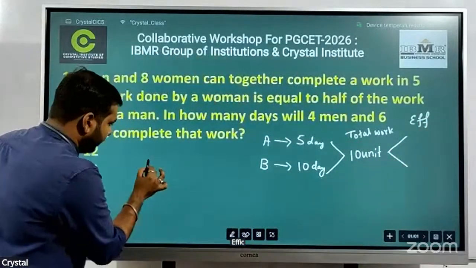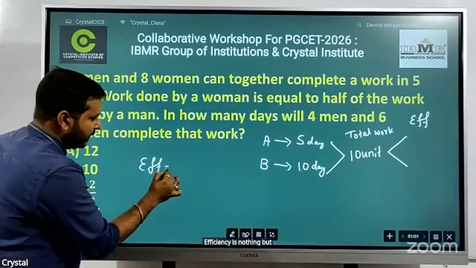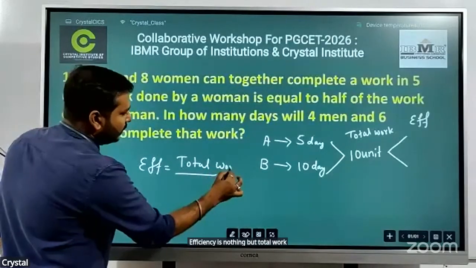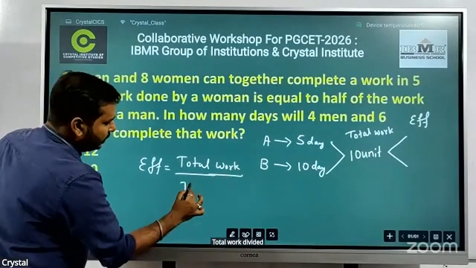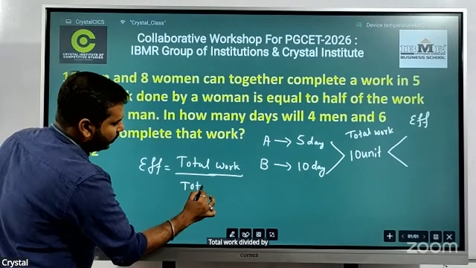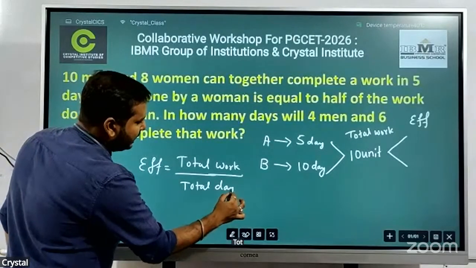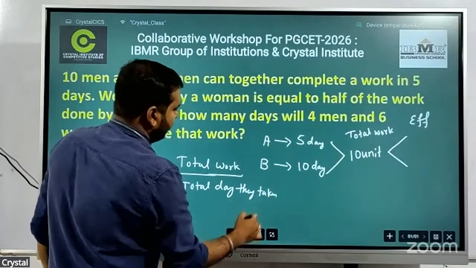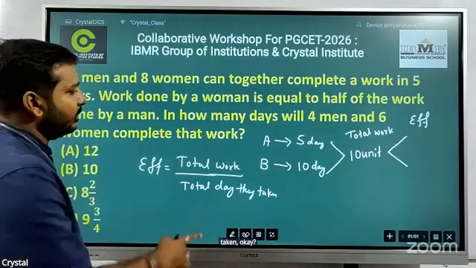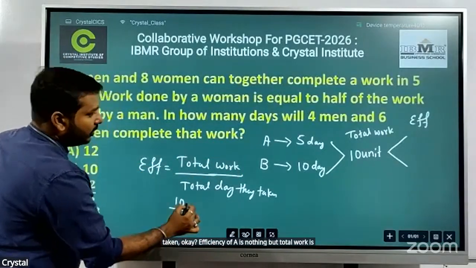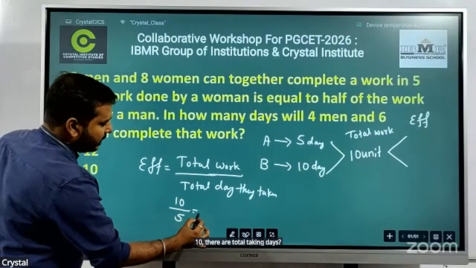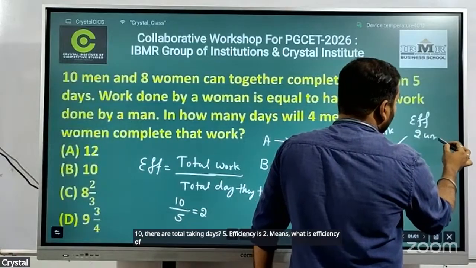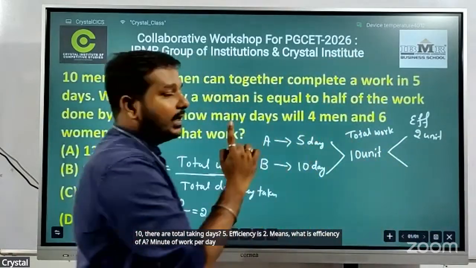Efficiency is nothing but total work divided by total days taken. Efficiency of A is nothing but total work, 10, divided by total days taken, 5. Efficiency of A is 2. What does efficiency of A mean? It is the unit of work per day he can do.